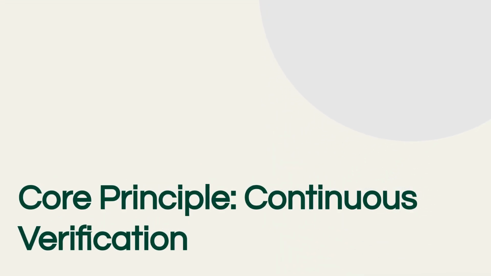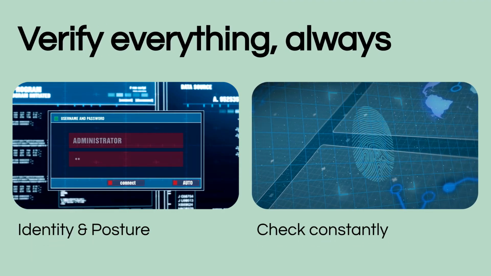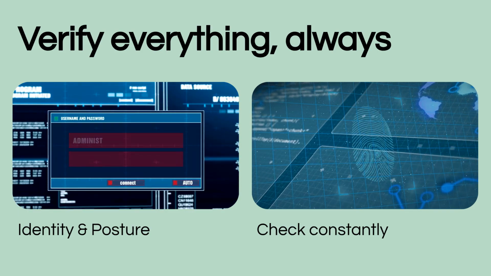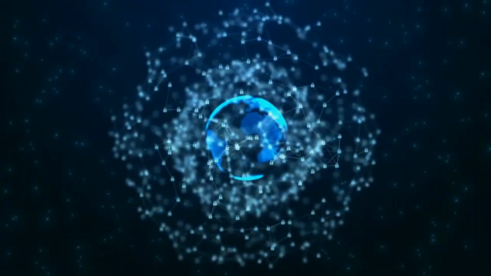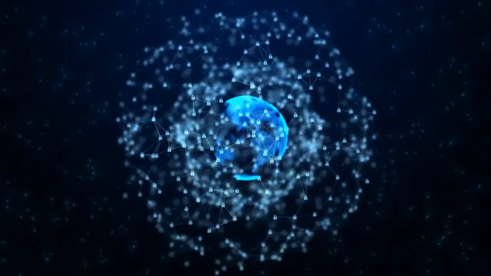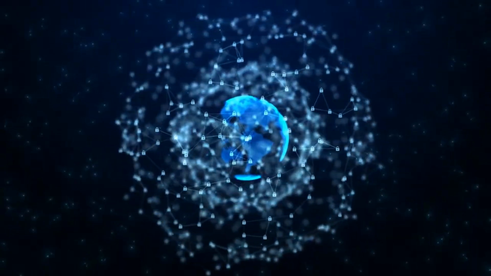The second core principle is continuous verification, a dynamic approach to security that contrasts with static, one-time checks. This principle demands verifying the identity and security posture of every user and device at every single access attempt, not just once at login. Continuous verification provides a robust defense against evolving threats, ensuring that an attacker gaining temporary access can't simply move freely through the network.